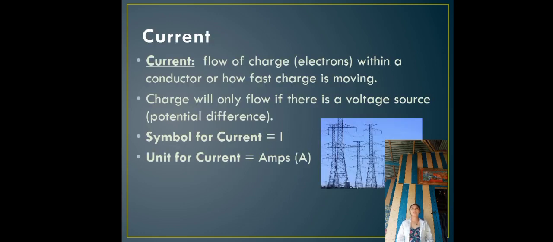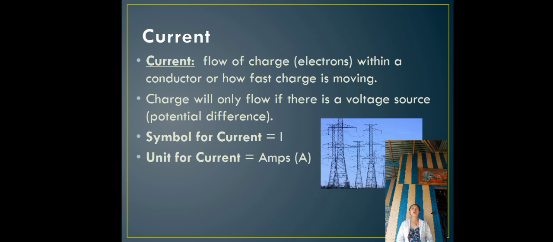So first, let us define the current. Current is simply the flow of charge or the electrons within a conductor, or how fast charge is moving. Charge will only flow if there is a voltage source. So these voltage sources are batteries, generators, and other devices that can generate voltage.